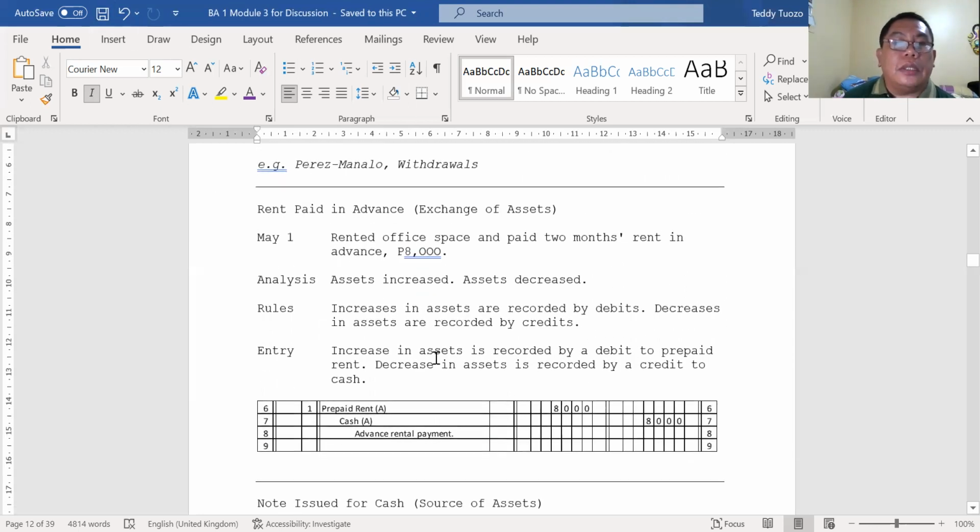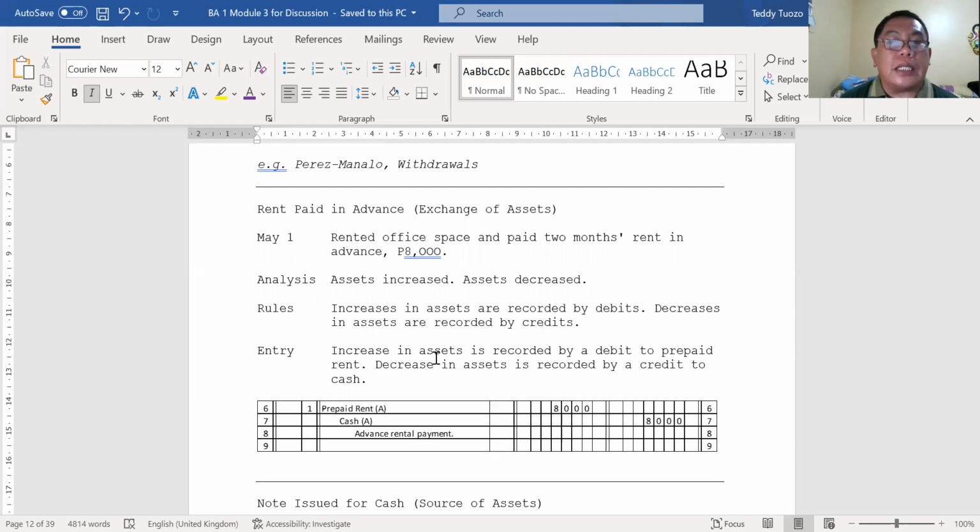Next transaction: rent paid in advance. Meaning you paid rent in advance, no? Because usually when you rent a space, you have to pay in advance, and sometimes even a deposit. Of course. It's only recorded when it's in advance. For example, on May 1, I rented office space and paid 2 months rent in advance.